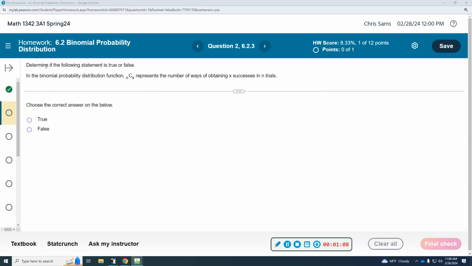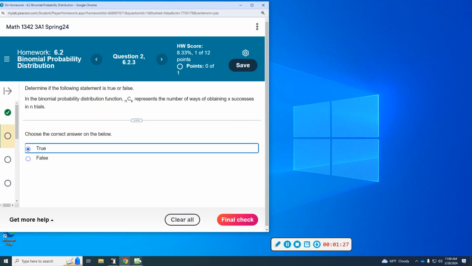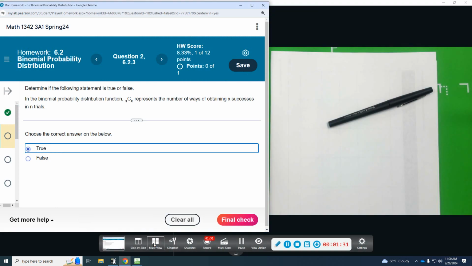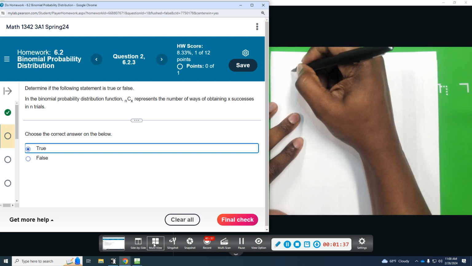And then question 2, it says determine if the following statement is true or false. In a binomial distribution, nCx represents the number of ways of obtaining x successes in n trials. So this is going to be true. Let me show you how this works, because I want to spell this out for you a little bit. So this nCx is called combinations.